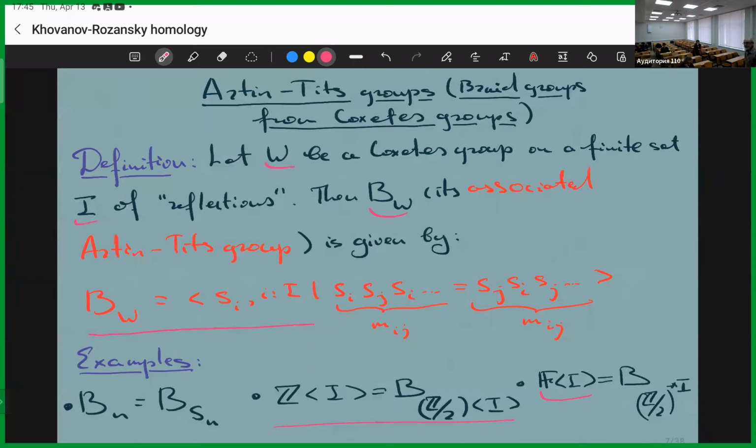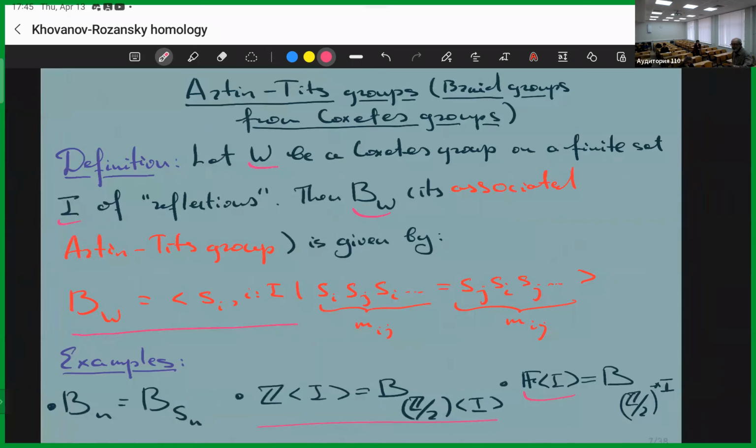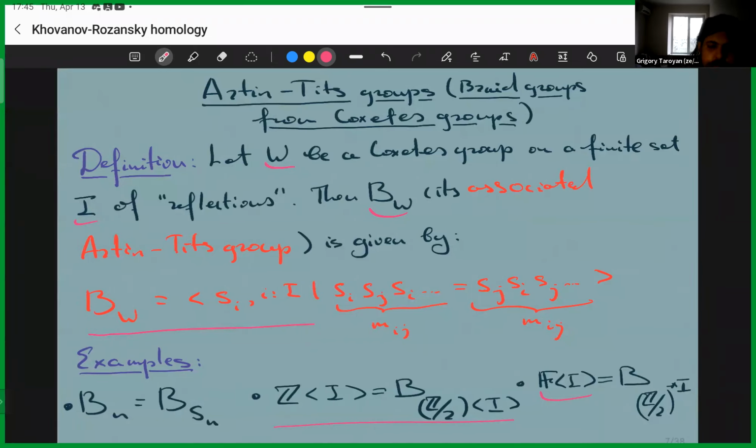Okay. The same group can be defined for an arbitrary Coxeter group. A braid group is associated to this Coxeter group.